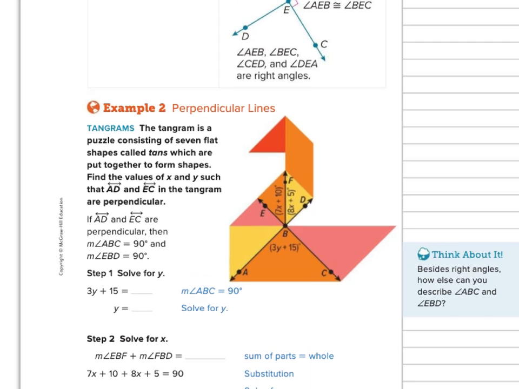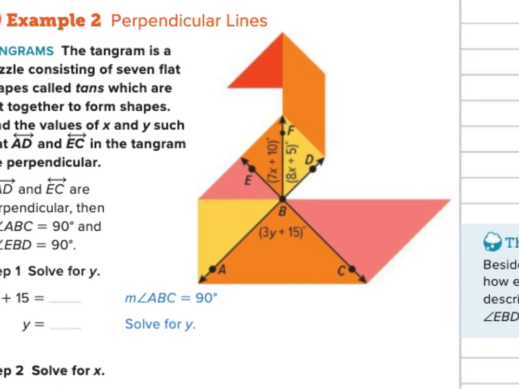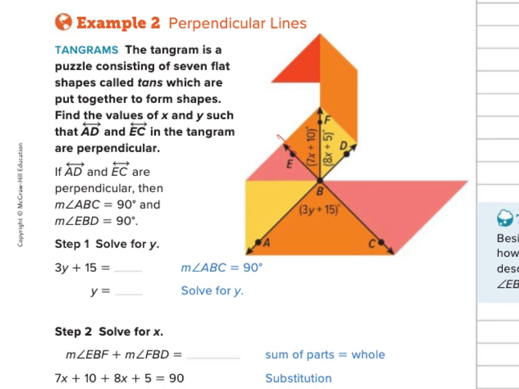Okay, as we continue to work with these examples with perpendicular lines, tangrams. A tangram is a puzzle consisting of 7 flat shapes called tans, which are put together to form shapes. Find the values of x and y such that line AD and line EC in the tangram are perpendicular. So they are wanting us to find the values of x and y so that these two lines intersect at a 90-degree angle.